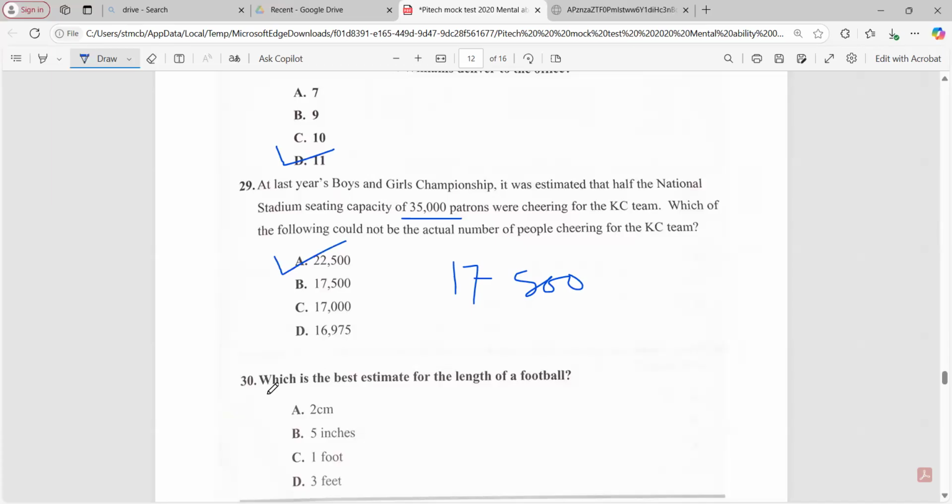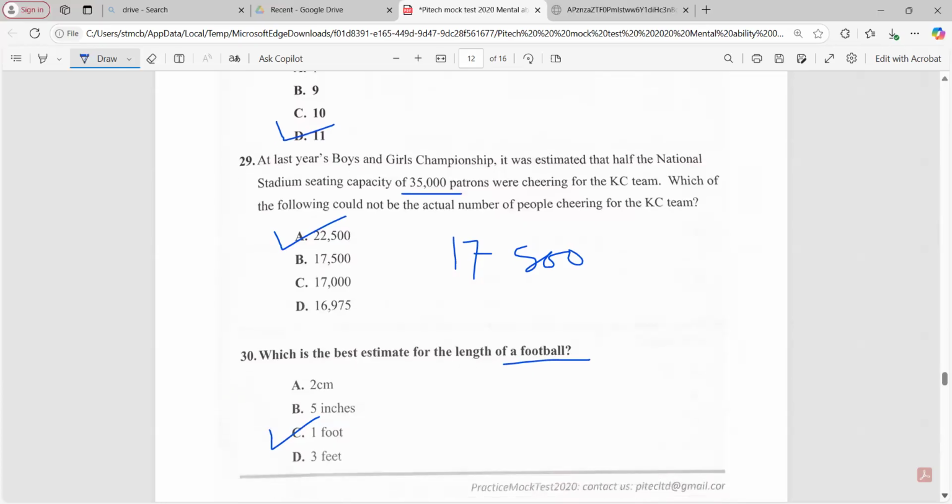That could not be. Which of the following is the best estimate for the length of a football field? I think about 1 foot. Couldn't be 3 feet. 3 feet is like a meter.